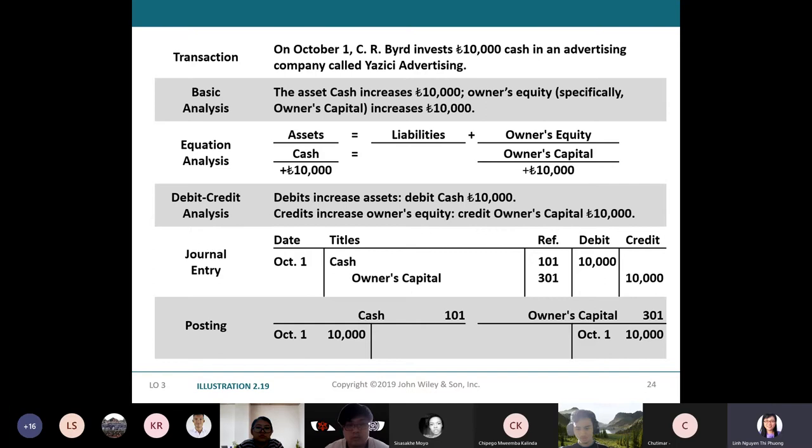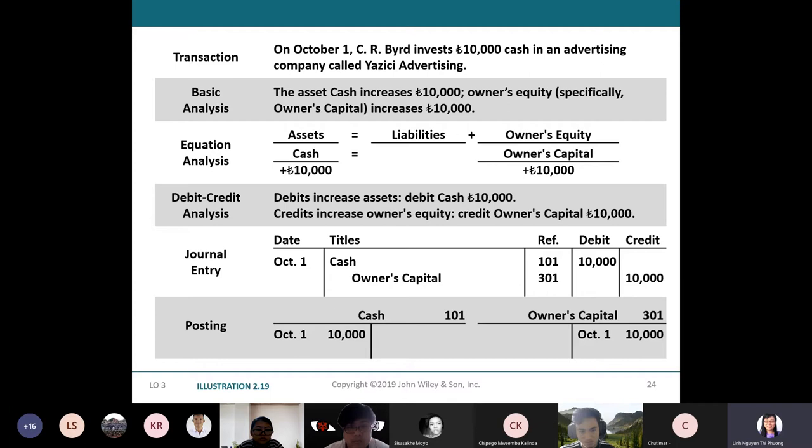Now, Chipego, here you see that it says what type of ledger is that? Is it a T account ledger or is it a standard form ledger? T account. It's a T account ledger, good. Okay, so we debit cash 10,000 and we credit owner's capital 10,000. Thank you, Chipego. Next. Everyone understand? Any question? Okay, good. We go to the next transaction.